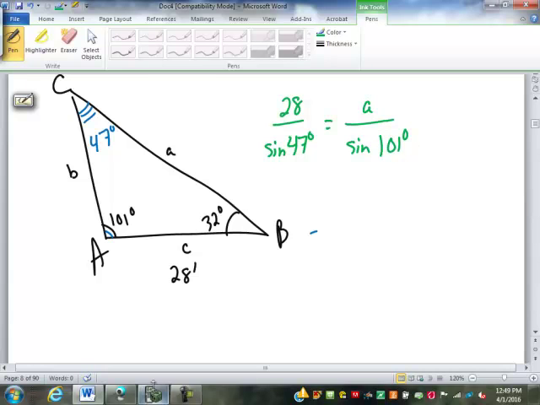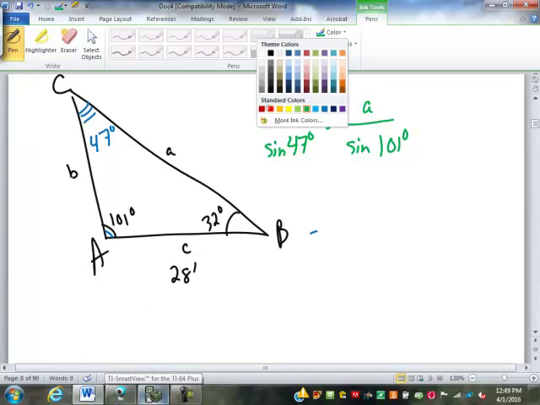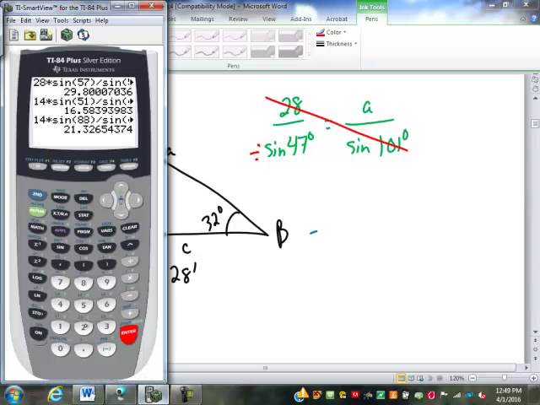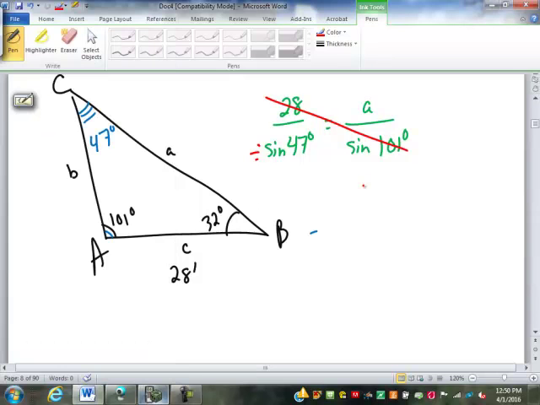Sine of 101, right? So we'll cross multiply and divide. 28 times sine 101 divided by sine 47. That can't be right. Let me try that again. 28 times sine 101. 37.58. So 37.58 feet for A.